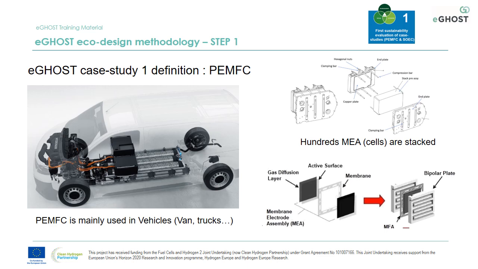The first case study was the proton exchange membrane fuel cell. This is a technology mainly used in vehicles, and it's composed of membrane electrode assemblies that are stacked together in order to use hydrogen to produce electricity in order to run the vehicles.